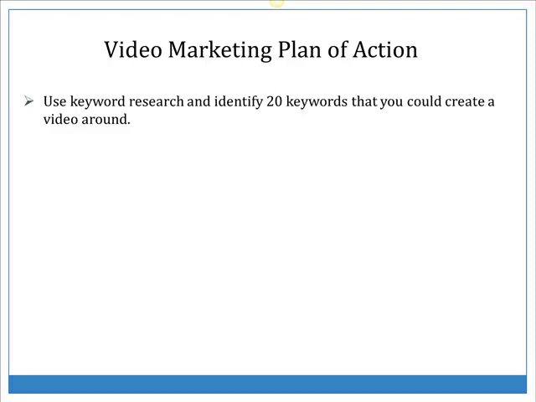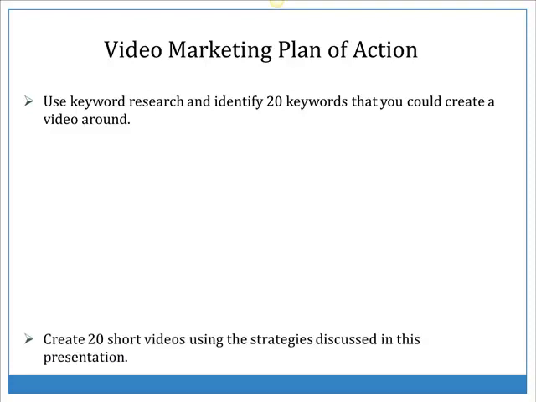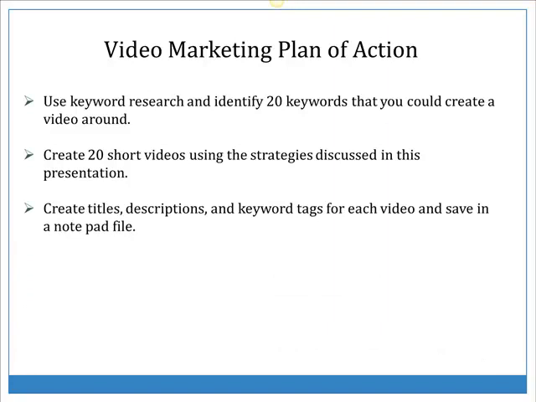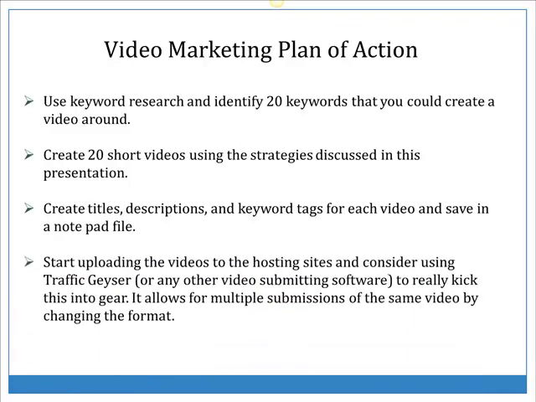Video marketing plan of action: use keyword research and identify 20 keywords that you could create a video around. Create 20 short videos using the strategies discussed in this presentation. So basically, we're talking about maybe using PowerPoint, articles, or just yourself and a digital camera or video camera. Create your titles, your descriptions, and keyword tags for each video, and save it in a notepad file. Start uploading the videos to the hosting sites and consider using Traffic Geyser.